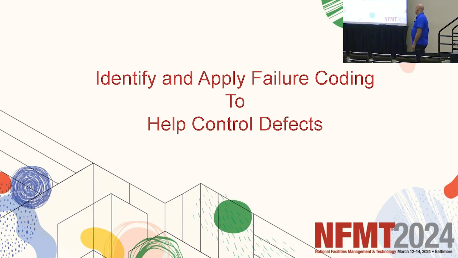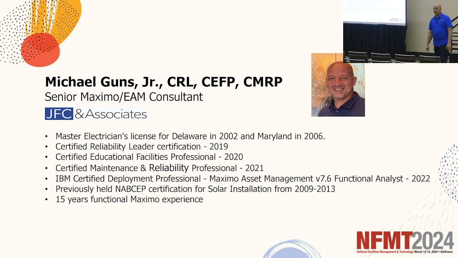Make sense so far? As he said, my name is Michael Guns. I'm a senior Maximo and EAM consultant with JFC and Associates. What we do is apply those fundamentals that I was talking about and give a holistic approach to asset management, failure codes being one of them. I listed my credentials here so that you understand that I've come up through the trades and I've gone through the maintenance and reliability community as a whole. So I know a building's assets from beginning of life until the end of the life cycle.